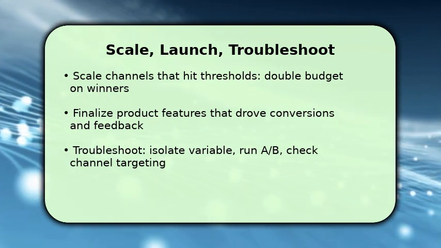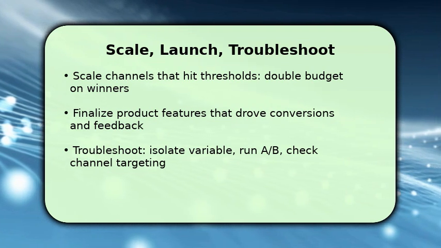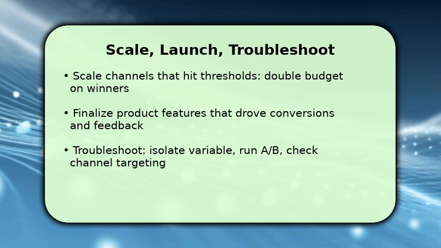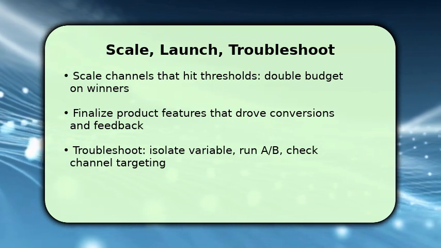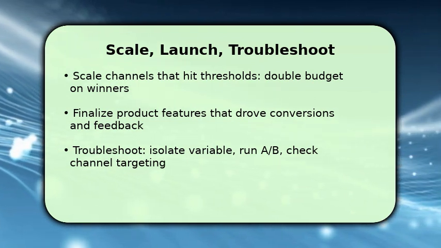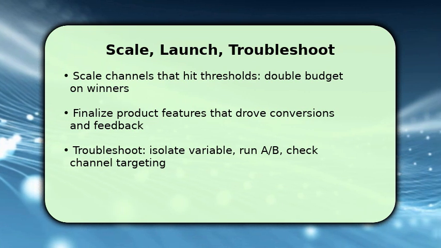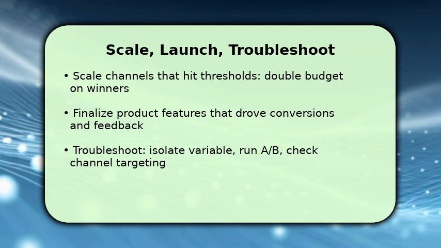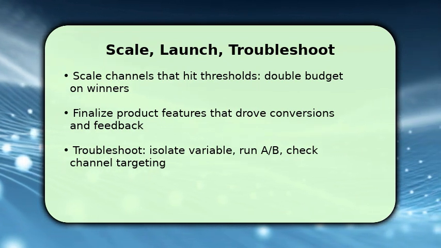If performance drops, isolate one variable and run a focused A/B test rather than broad changes. Also verify channel targeting and creative freshness. Remember, one key troubleshooting move is to revert to the last known good variant and rerun a controlled test before big changes.